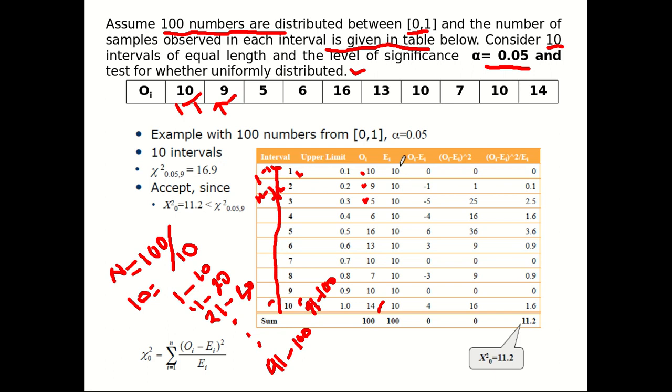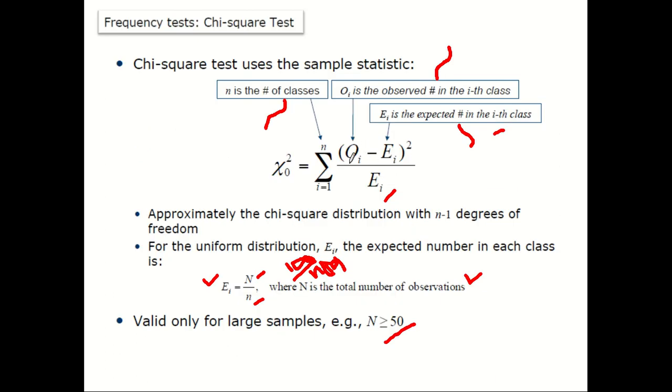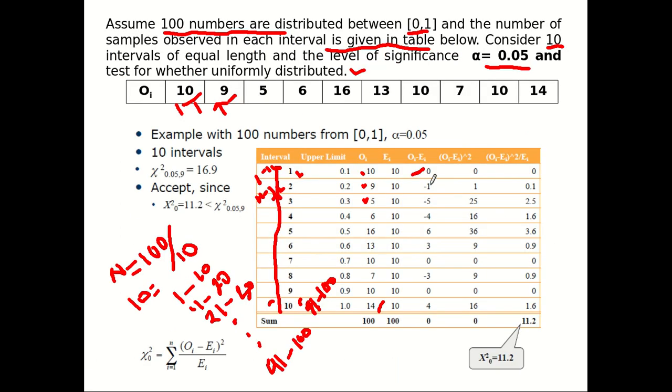But how much are we expecting here? In each interval we are expecting 10, 10, 10, 10 values. So first we calculate Oi minus Ei according to this formula, that is observed in the ith class minus expected in that ith class. That is 10 minus 10 equal to 0, 9 minus 10 equal to minus 1, 5 minus 10 equal to minus 5, and so on.